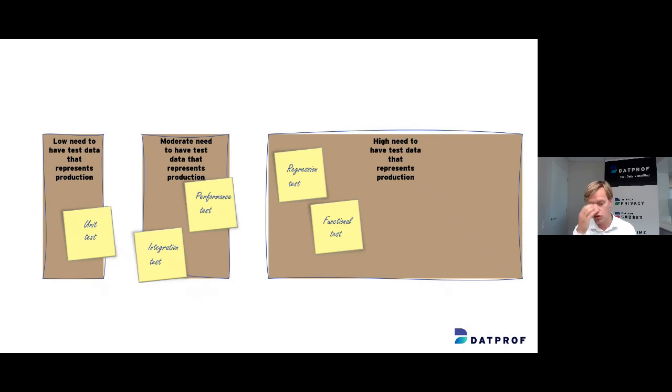So, drawing another conclusion. In most tests, the need to have test data representative of production is very valuable, especially in regression and functional testing. But we don't need a full-size copy. Occasionally, some tests won't need representative test data, like unit tests, integration tests, or performance testing. But in most cases, it's truly valuable to have test data that is representative of production.